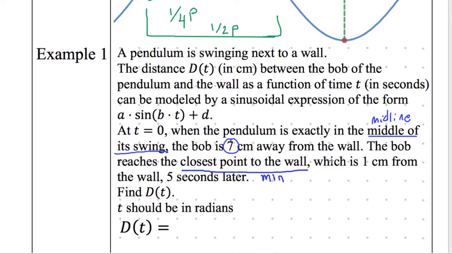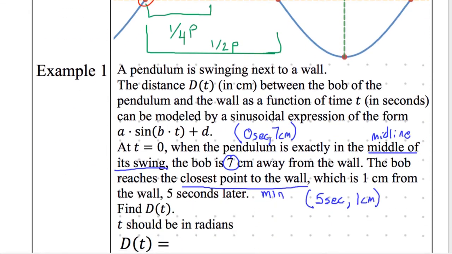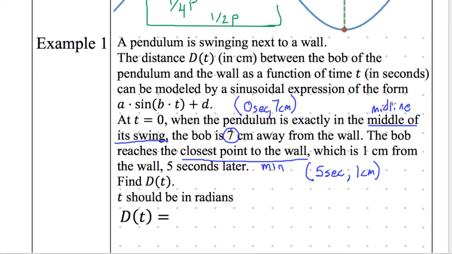Our minimum is 1 centimeter from the wall, 5 seconds later. If we convert that to a point, the x-coordinate is the time, so it would be 5 seconds, comma, 1 centimeter. What about our midline? How do we convert that into a coordinate pair? It says at time equals 0, so 0 goes on the x, 0 seconds. And at 0 seconds, 7 centimeters. So we have our 2 points, just like our last lesson in lesson 9-9, but now it's a word problem. We converted this word problem to say the midline is at (0, 7), and the minimum is at (5, 1). We have now converted this word problem into a problem that we're familiar with already.